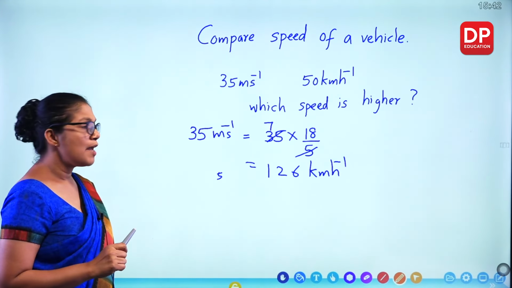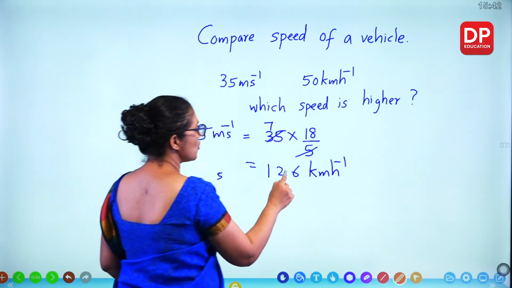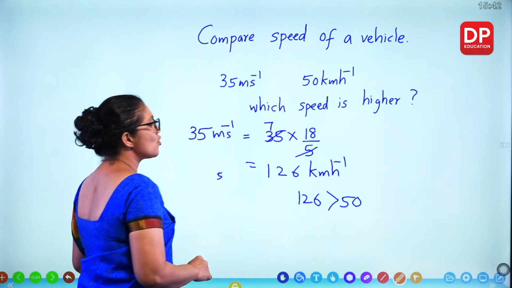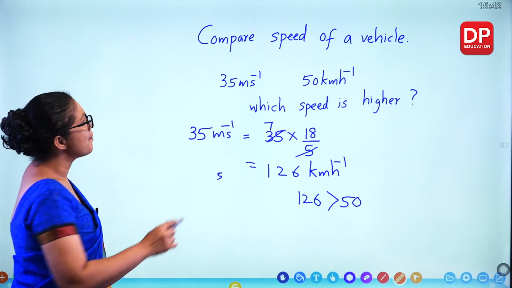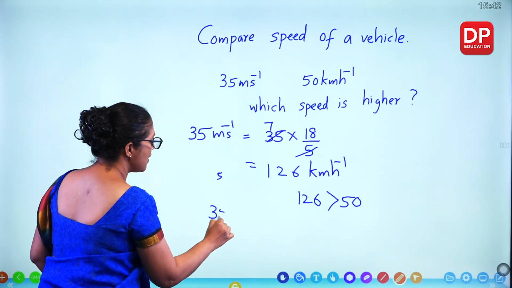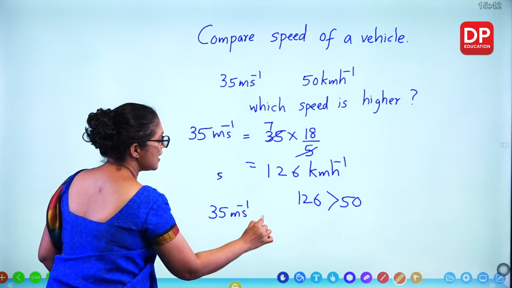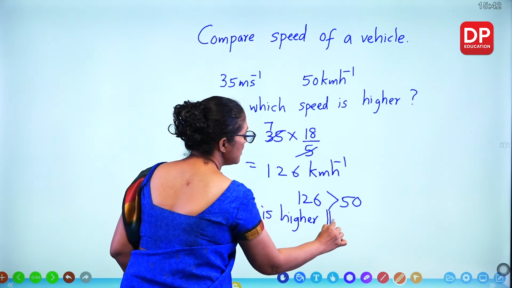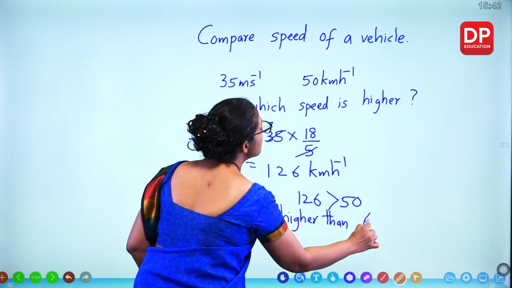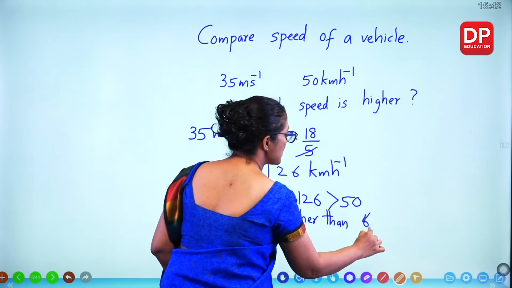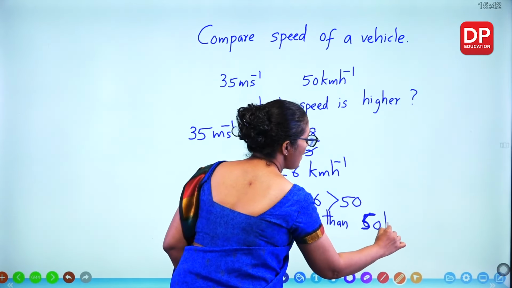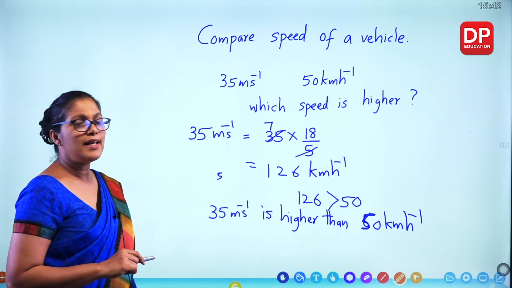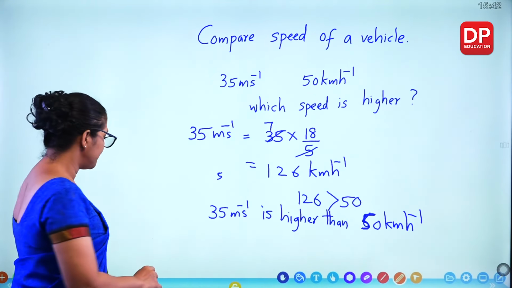Now this one is 126, the other one is 50. Both are in the same unit, so you can compare. So 126 is bigger than 50. So which speed is higher? 35 meters per second is higher than 50 kilometers per hour. If both are in the same units, you can compare the speeds.